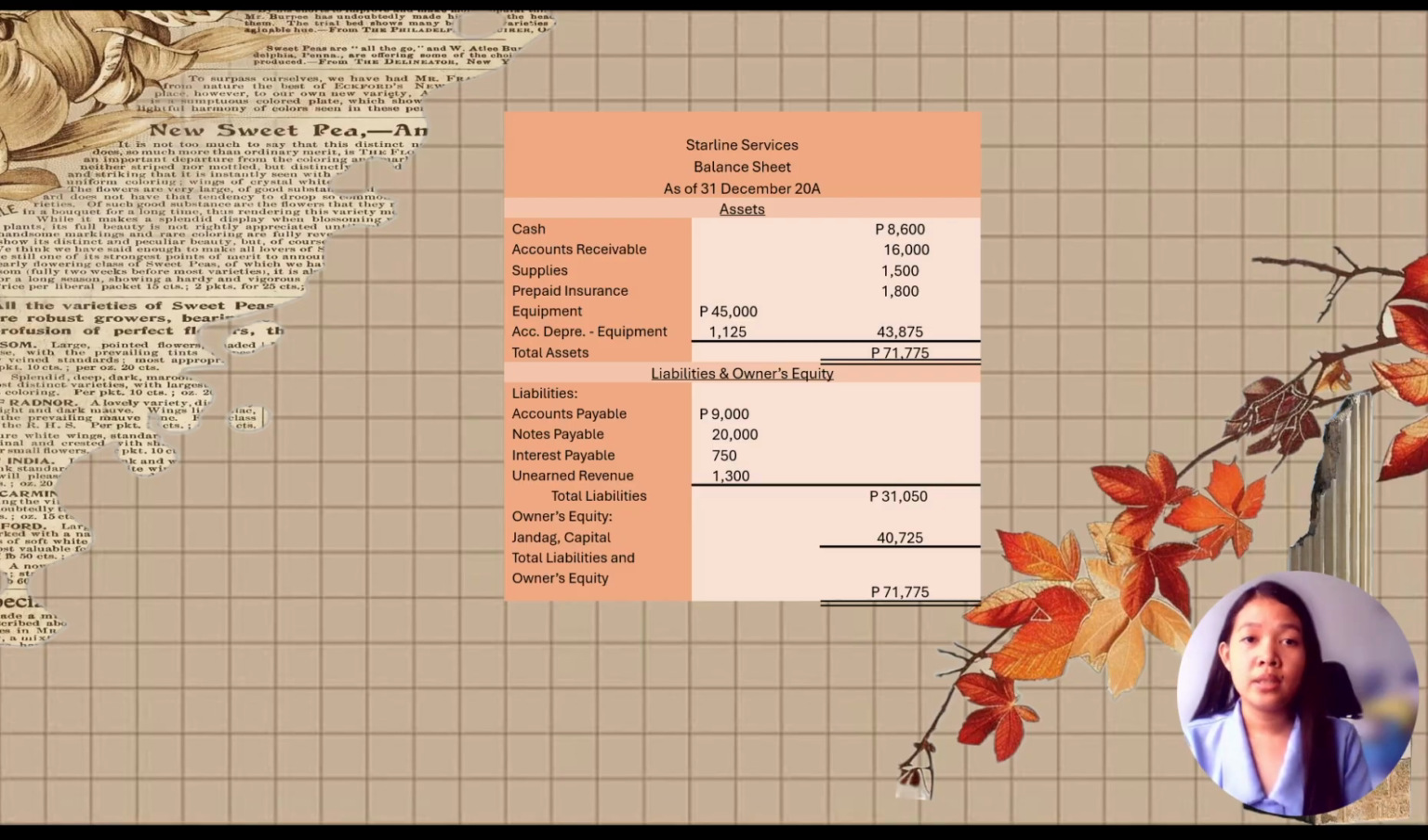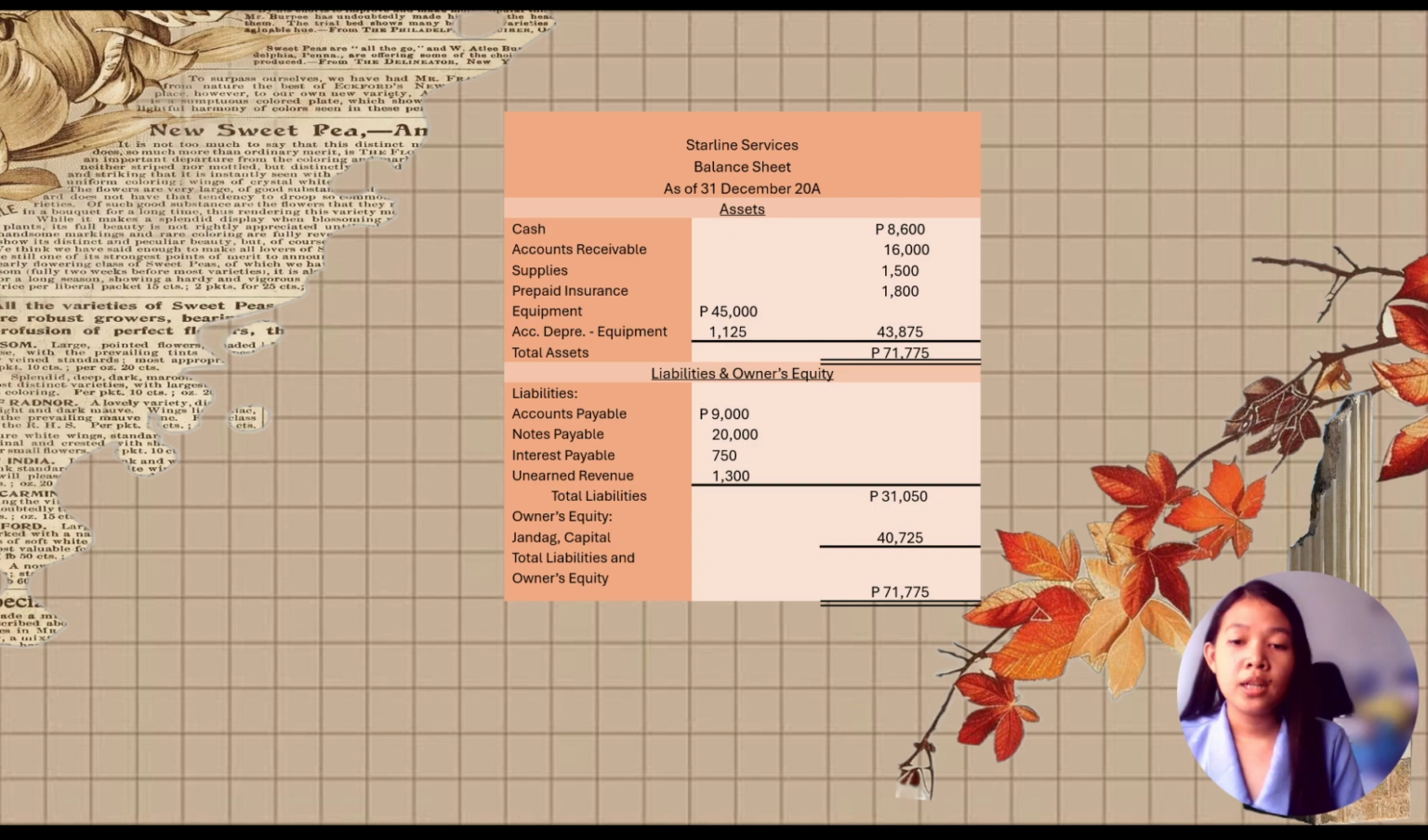After the total of assets, we have the liabilities. Liabilities show what the business owes: accounts payable, notes payable, interest payable, and unearned revenue. So the total of liabilities, if we add them all, is 31,050 pesos.